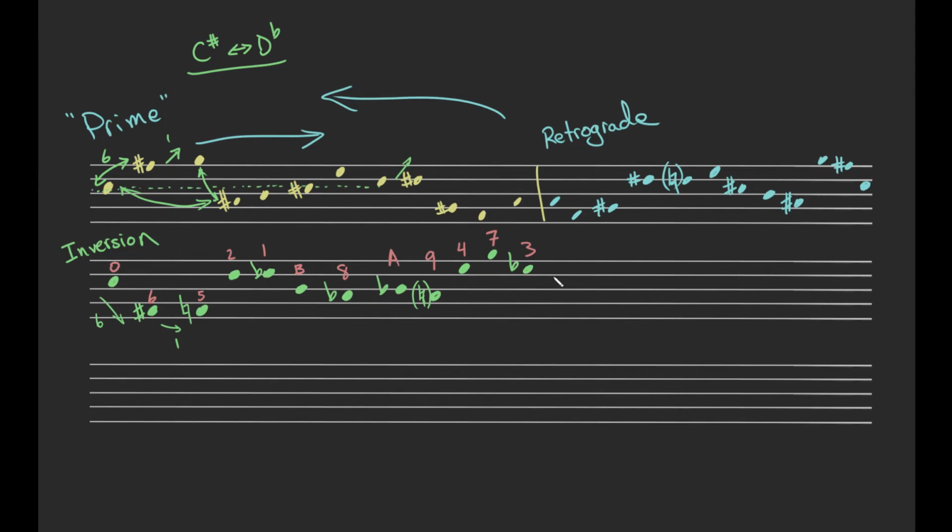So if you go through, you should have all the pitch classes 0, 1, 2, 3, 4, 5, 6, 7, 8, 9, A, and B. Okay, so that's how you can check your work.